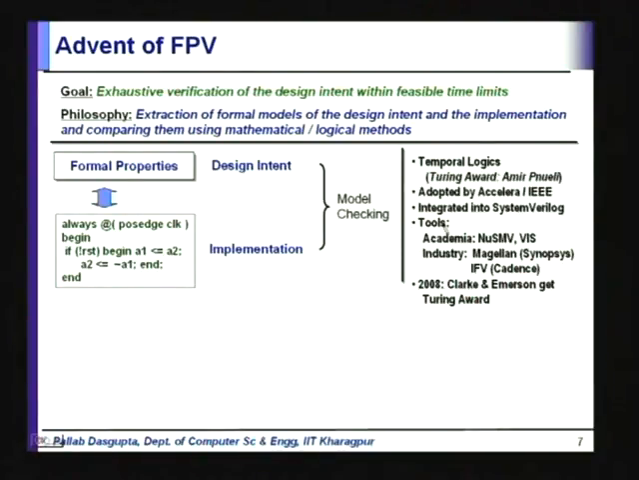In the formal space, tools started coming in. The earlier tools were SMV and VIS. SMV is the CMU model checking tool, and VIS is the Berkeley model checking tool. And now you have NuSMV, which is a more enhanced version of that. In the industry, you have Magellan, which is the product from Synopsys, and IFV, or Incisive Formal Verifier, from Cadence. There are a lot of other tools in the market today in the formal space. And this year, Clarke and Emerson received the Turing Award for their contributions to model checking.